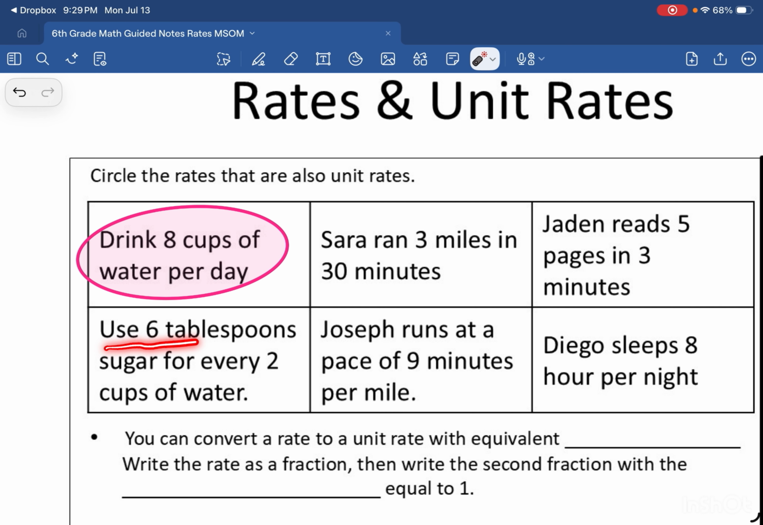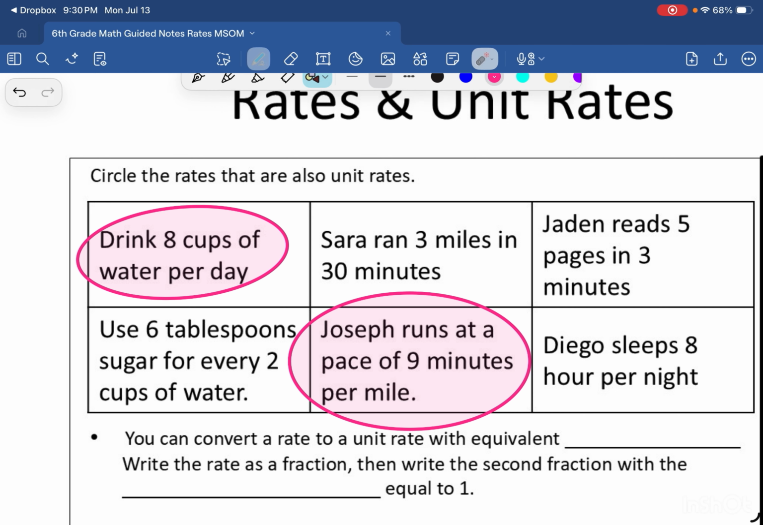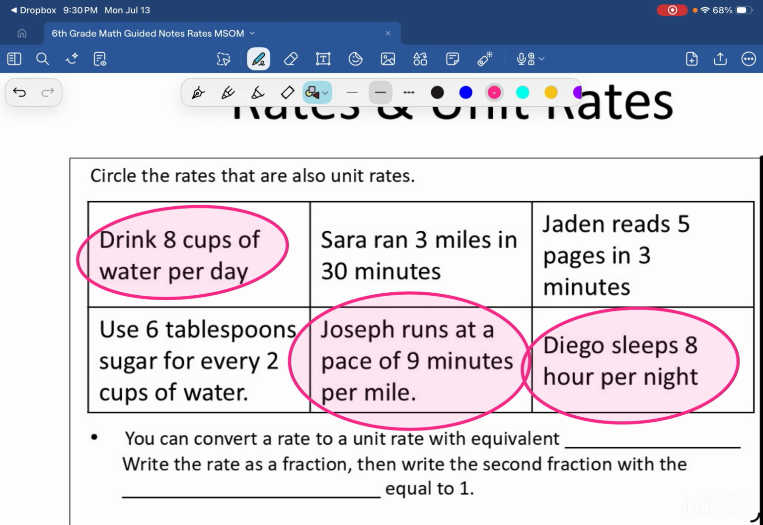Use 6 tablespoons of sugar for every 2 cups of water. Not a unit rate because the second number is a 2. Joseph runs at a pace of 9 minutes per mile. This is a unit rate because he runs 9 minutes per 1 mile. Diego sleeps 8 hours per night. Again, this is a unit rate because it's sleep per 1 night.